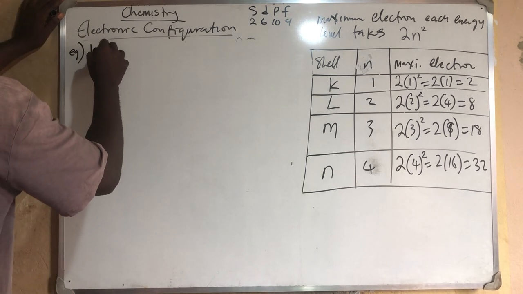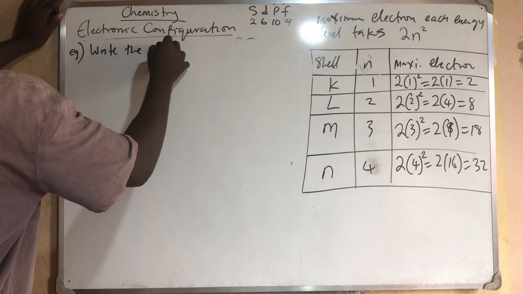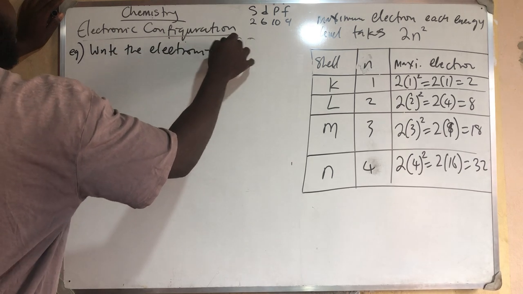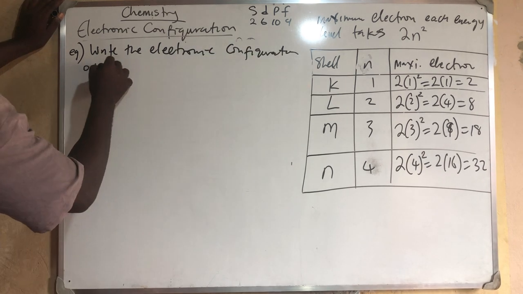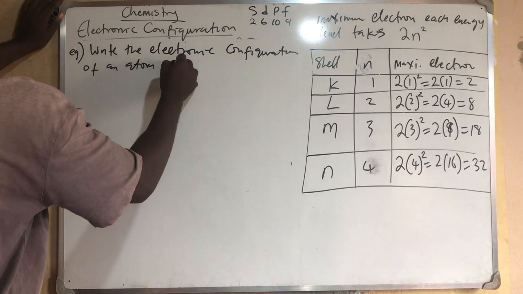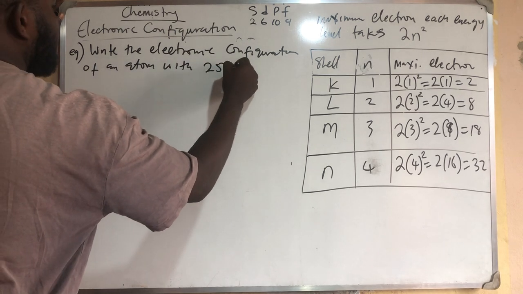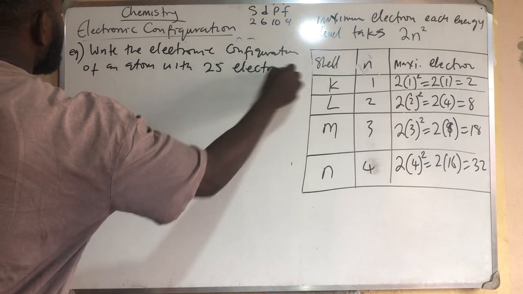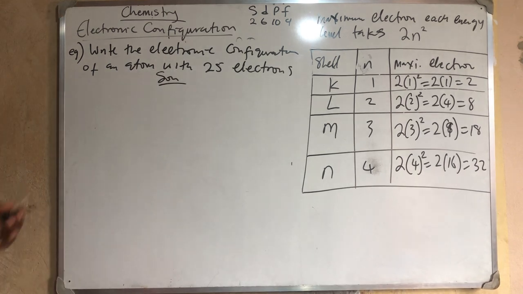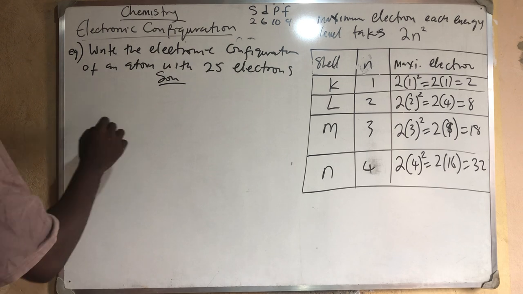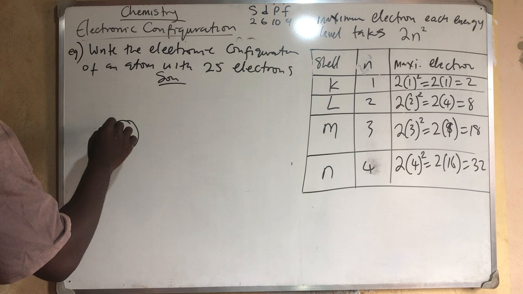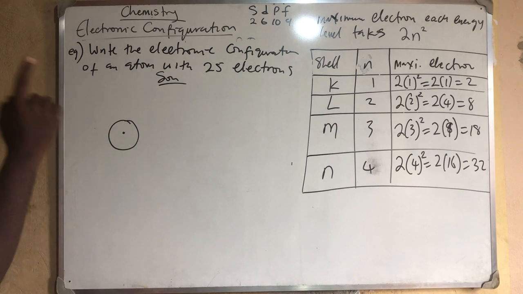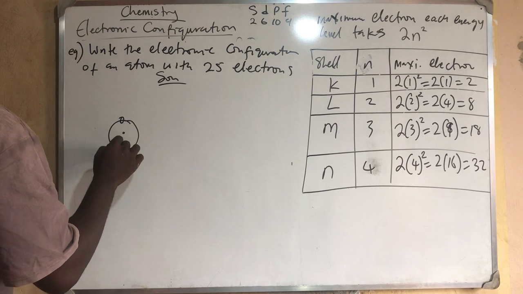of an atom with 25 electrons. Now, this is very, very simple. You can decide to draw it or just write it. You know that this is the nucleus. If you decide to draw it, the first one is the K shell. And I told you when filling, the K shell takes what? 2 electrons. I have 1, 2.